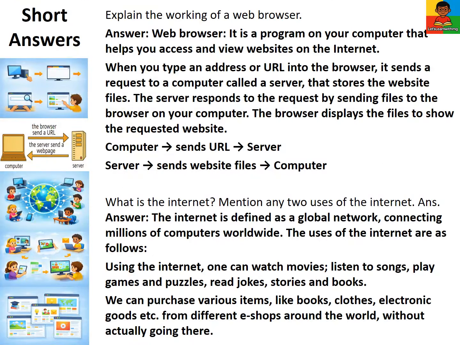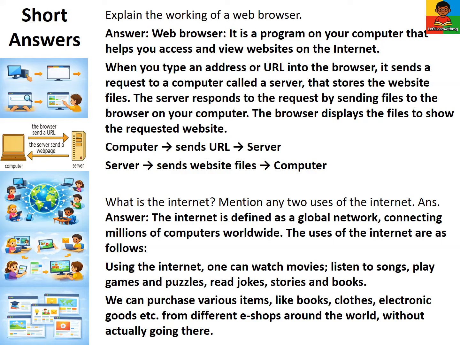Let's answer a few more questions. Explain the working of a web browser. Answer: A web browser is a program on your computer that helps you access and view websites on the internet. When you type an address or URL into the browser, it sends a request to a computer called a server that stores the website files. The server responds by sending files to the browser, which displays the website.